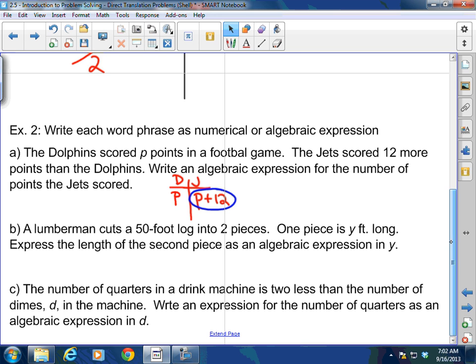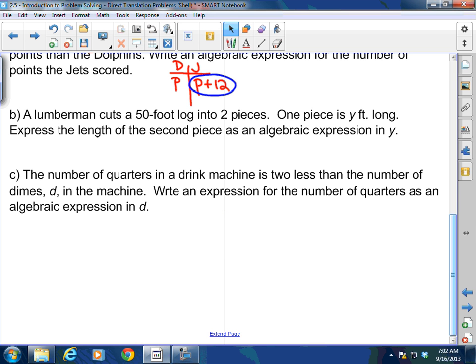Let's try another one. A lumberman cuts a 50-foot log into 2 pieces. One piece is y feet long. Express the length of the second piece as an algebraic expression in y. Okay. We have the 50-foot long log is cut into 2 pieces. So how about this? Piece 1, piece 2. One piece is y feet long. So let's go ahead and say that piece 1 is y. What would piece 2 be?